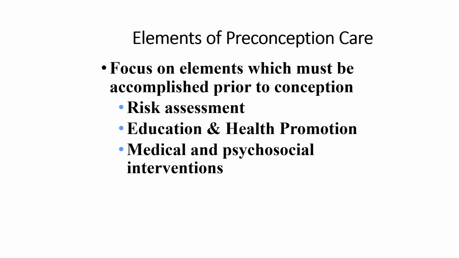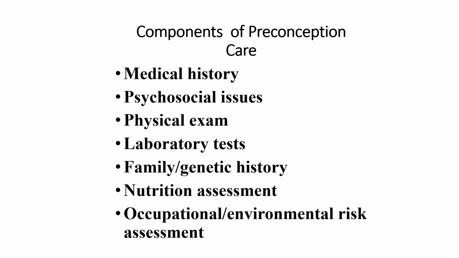And now we can see the elements of preconception care. The elements of preconception care include assessment of the risk factors, education and health promotion, and medical and psychosocial interventions. The components include taking a detailed medical history. So we should take the history of alcoholism and drug abuse, and we should ask the mother whether she has a family history of genetic disorders or any chromosomal disorders in the family, and ask about her own health status, whether she has any communicable diseases or any other form of hereditary diseases. Such detailed history we should collect from the mother.